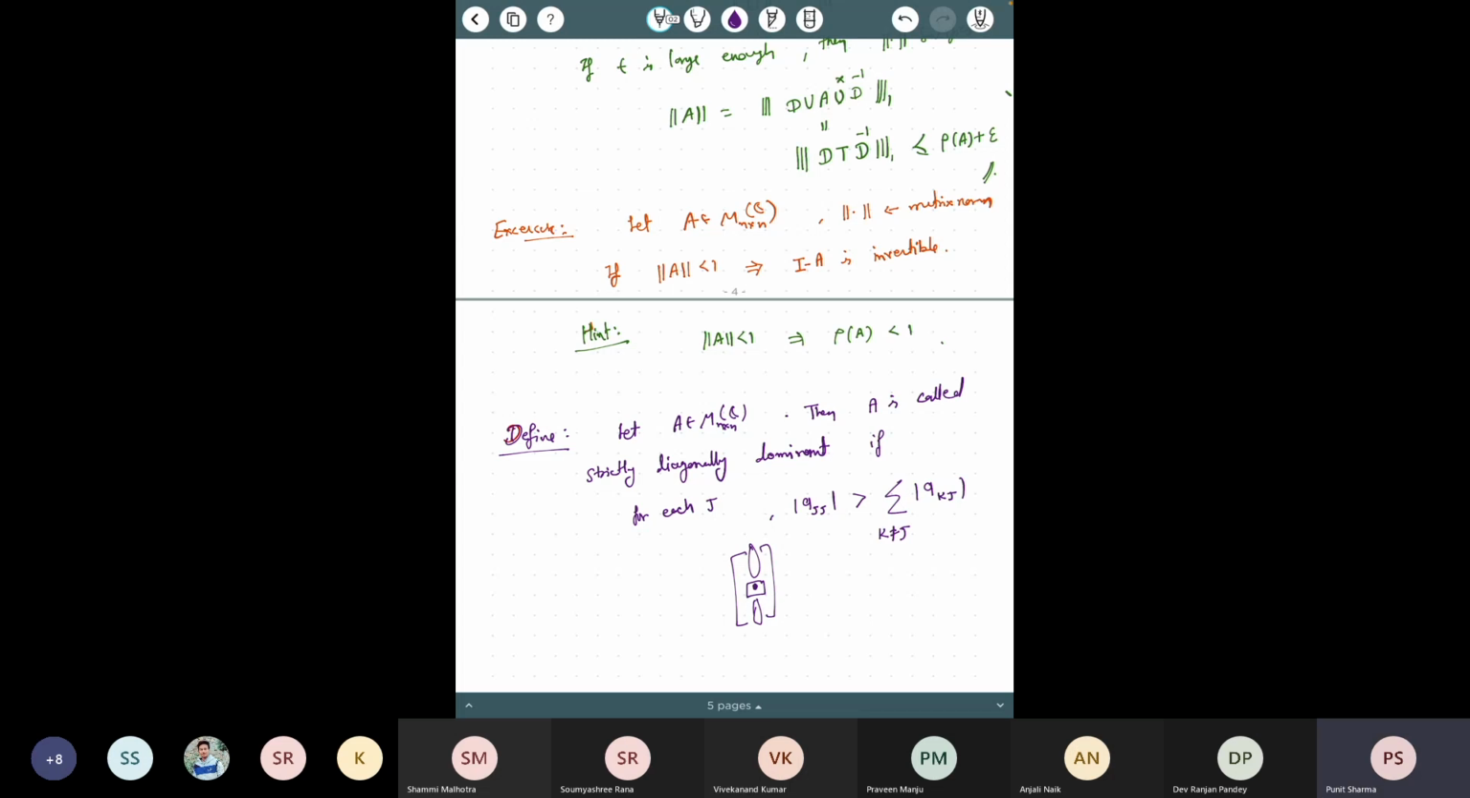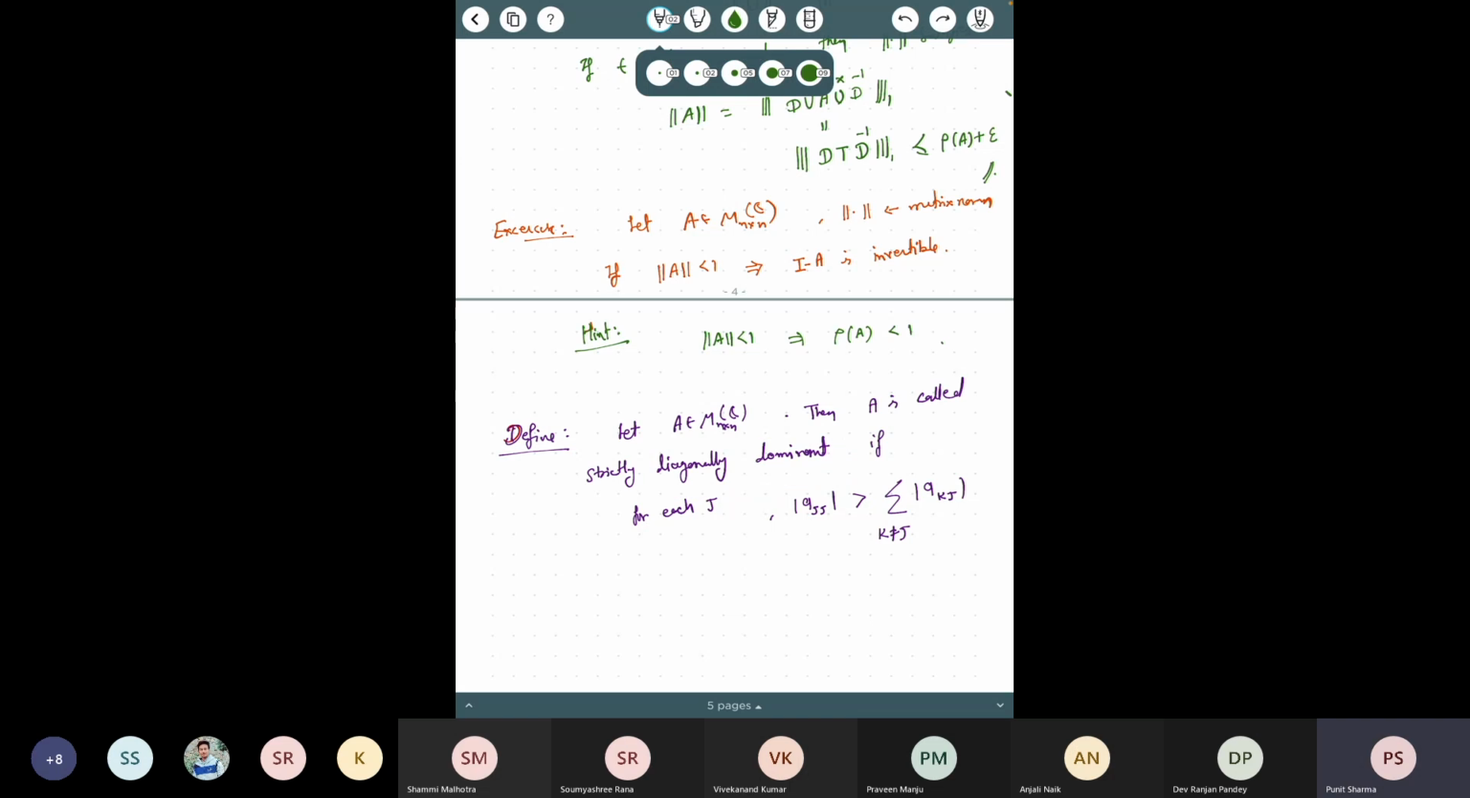strictly diagonally dominant. Here I have mentioned strictly diagonally dominant, but sometimes the term diagonally dominant is also used. Here we will differentiate this terminology by saying that it is called diagonally dominant if equality is also allowed, like this term is greater than or equal to. But it is called strictly diagonally dominant if this inequality is strict.